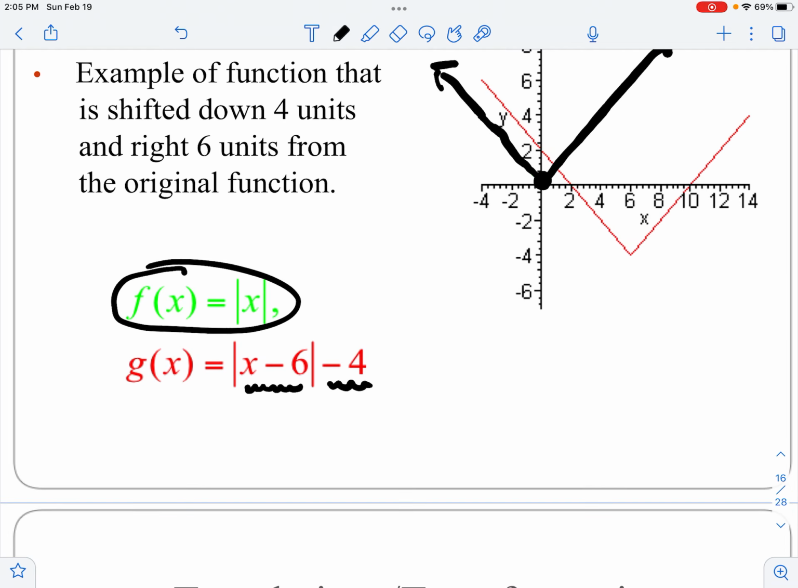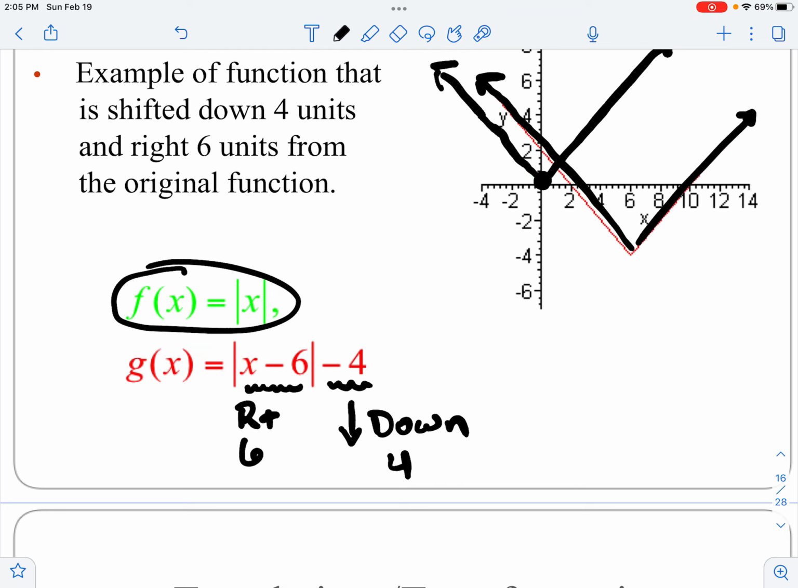So this minus 4 tells me that we're going down 4 units. And this minus 6 tells me that we're going to the right, excuse me, 6 units, not 4 units. It's going to the right 6 units, and then we're going down 4 units. Right here, we're at 6, negative 4. And so now it's going to have the same V shape as the original function. We didn't change anything about the function. We just changed where it began, or where its vertex was. Still has the same V shape.